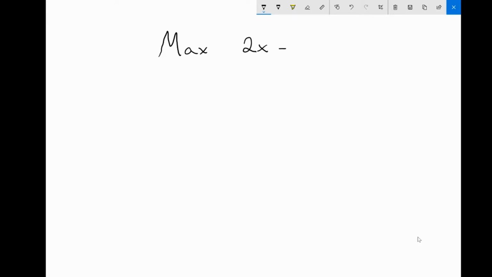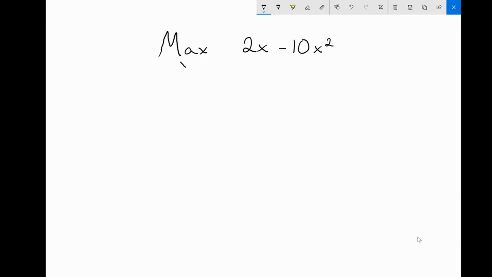All right, let's do a little bit more complicated function. Let's say that we are going to take the max. I'm going to write it with a different notation this time. I want to maximize the function 2x minus 10x squared. I want to maximize this function.